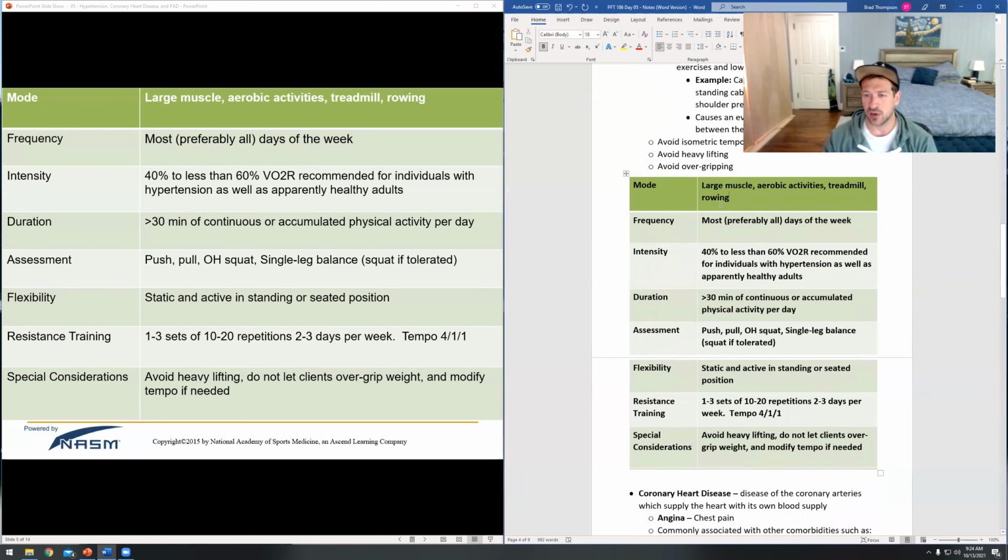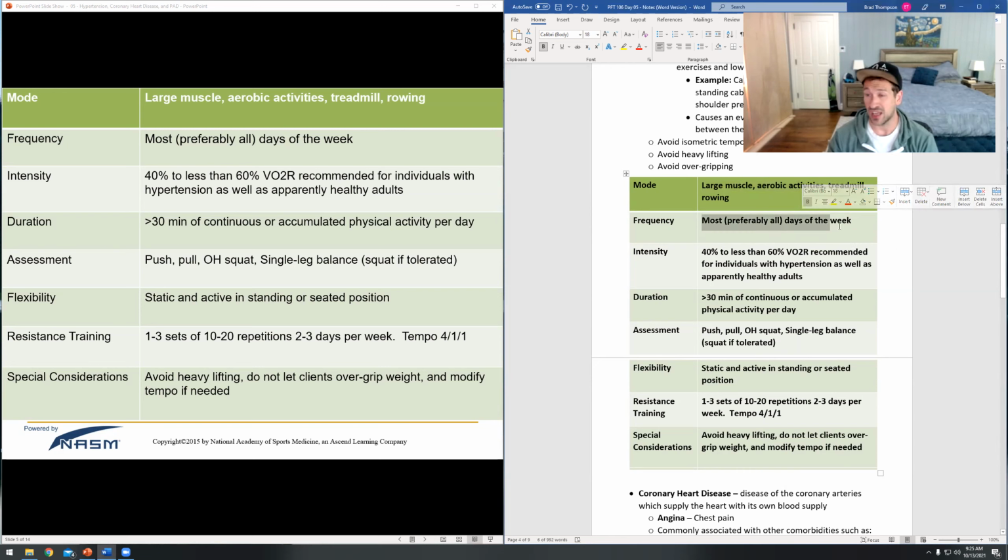For our mode, we are going to try to work large muscle groups. We're going to focus primarily on aerobic activities. And so large muscle aerobic activities are great. We love the treadmill. We love the rowing machine. Anything where they're not necessarily pausing. I will say swimming is great. However, we should be a little bit cautious, because breathing and stuff can sometimes be challenging.